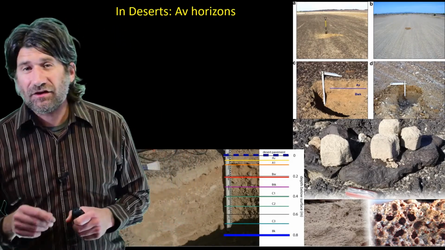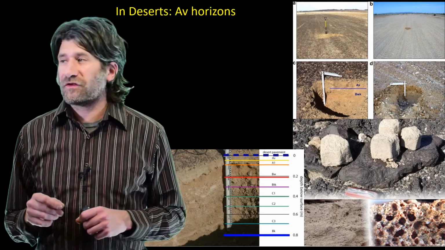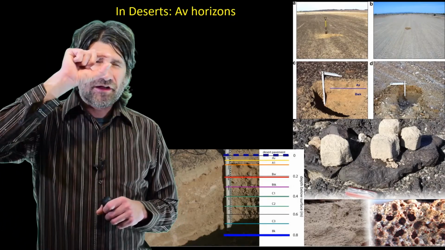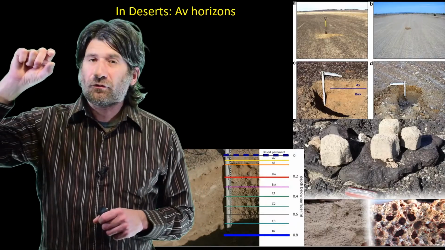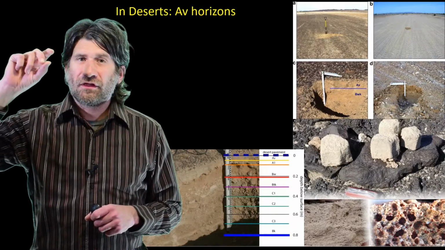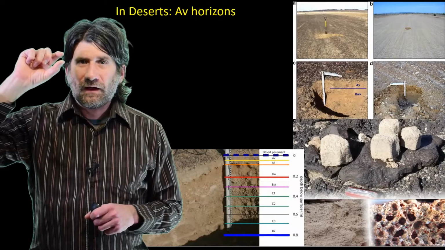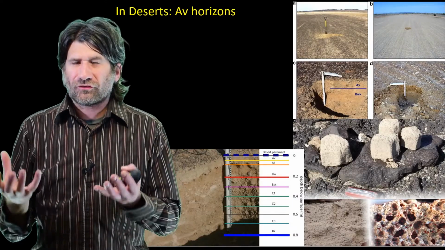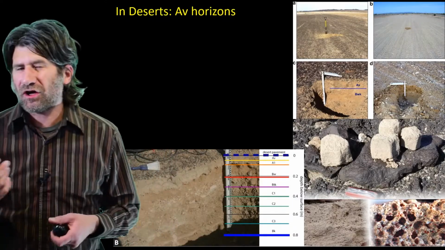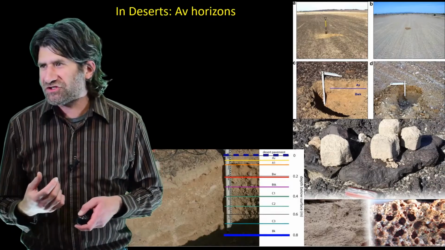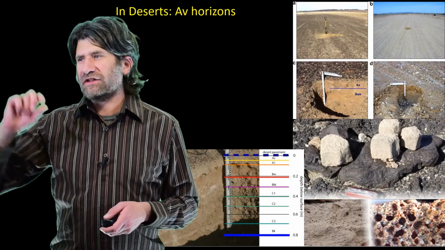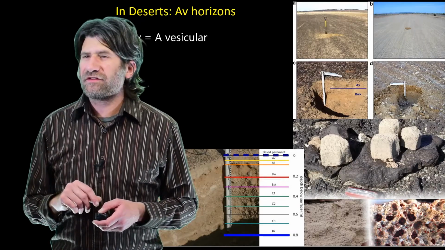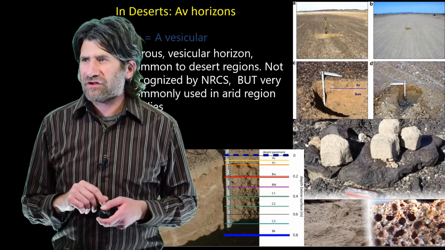And AV horizons, the V here stands for vesicular, and they'll be very, very thin, maybe only a centimeter in thickness. Those V horizons are associated with essentially soil moisture gases. We'll talk about them when we talk about desert geomorphology in a little bit more detail. But just to point out that when you're in deserts, you'll get these AV horizons. AV stands for vesicular.